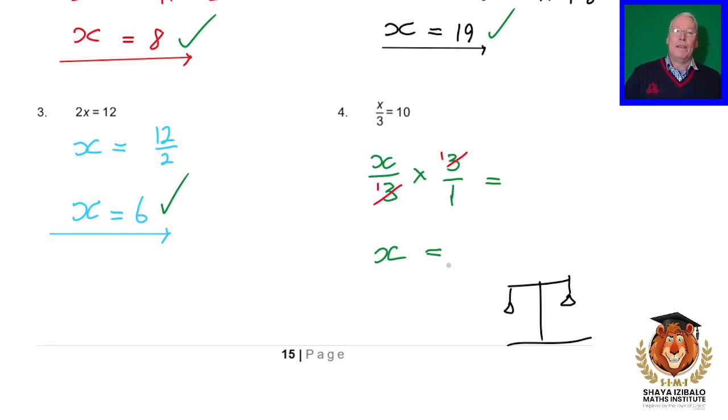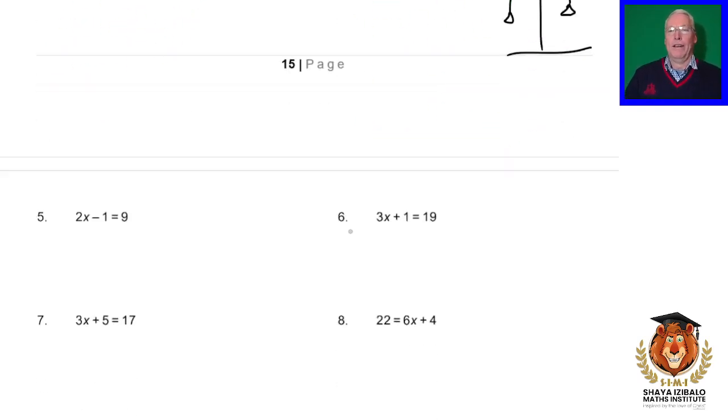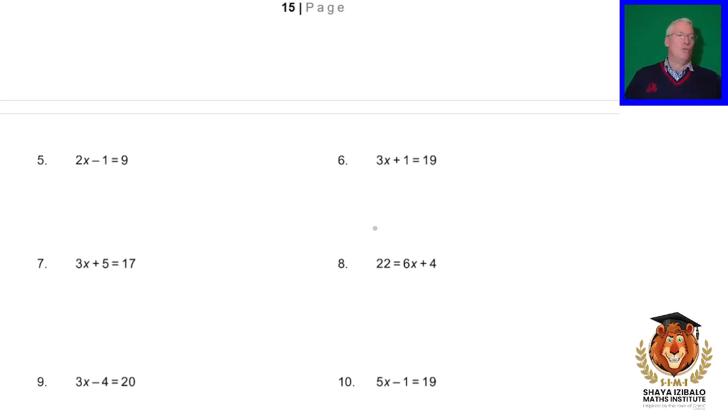Okay, now if we multiply the left hand side by 3, we must multiply the right hand side by 3, and we get 10 times 3, we get 30. Let's just check that answer. 30 divided by 3, we get 10 equals 10. It's definitely right.